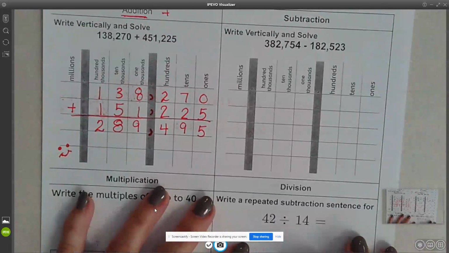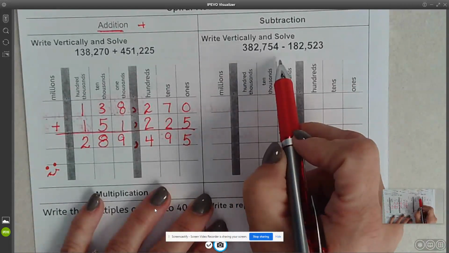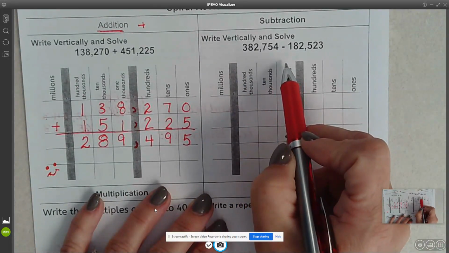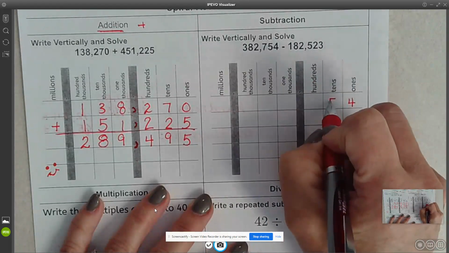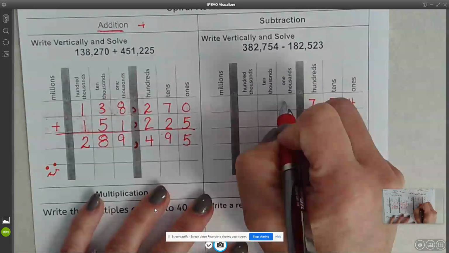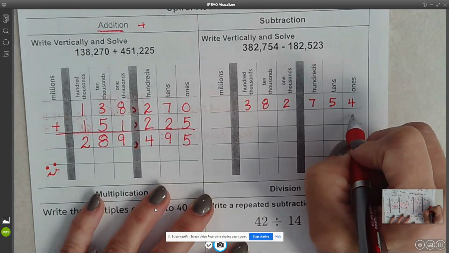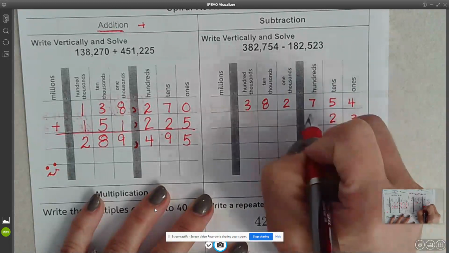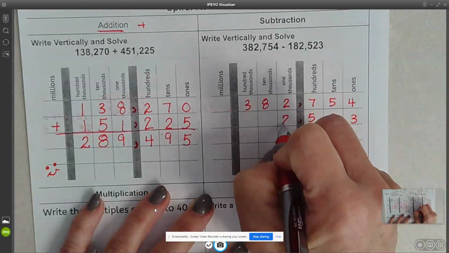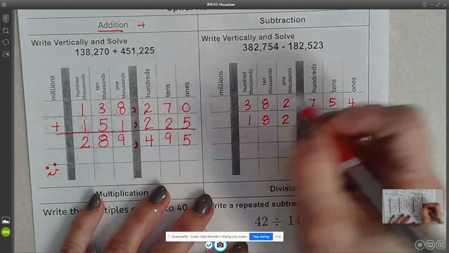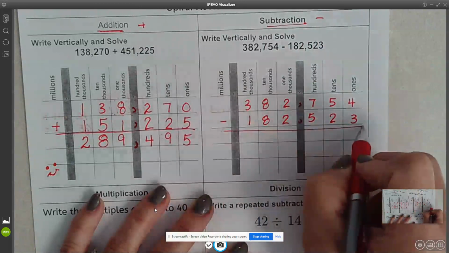All right. Now my subtraction box, I have 382,754 minus 182,523. So once again, I'm going to put my numbers in the places that they belong. And then I'm going to take away, put my commas in there, mistake. And it's subtraction. Always double check to make sure you're doing the right operation.